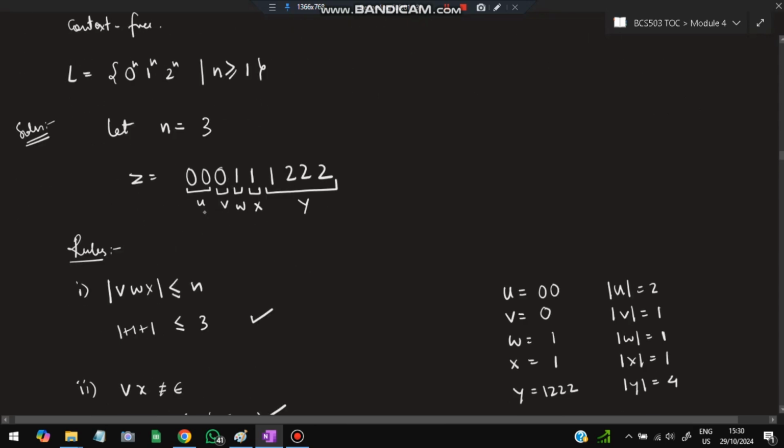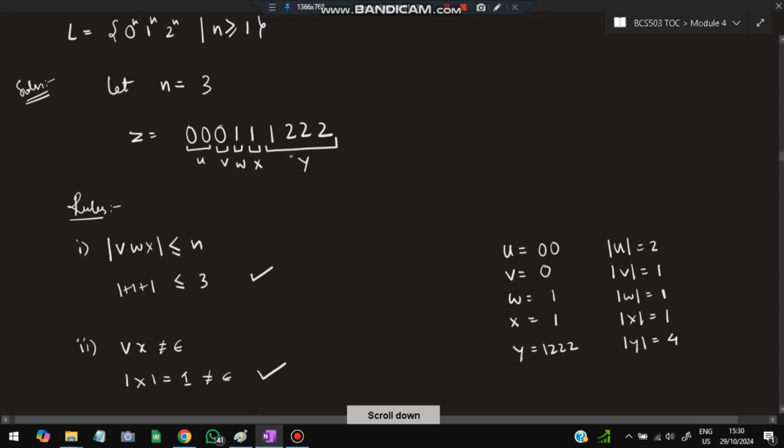Now to divide it into 5 parts I have to satisfy some rules. I have divided it such that the middle part vwx will be minimum, so that the length of vwx, how much is it, 3, should be less than or equal to n. The vwx length should be less than or equal to n. So I have to take a string such that it satisfies that condition, and u and y can be as big as they want.